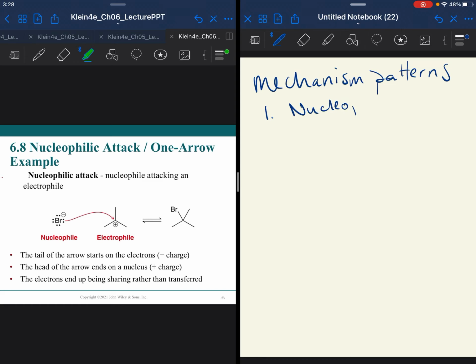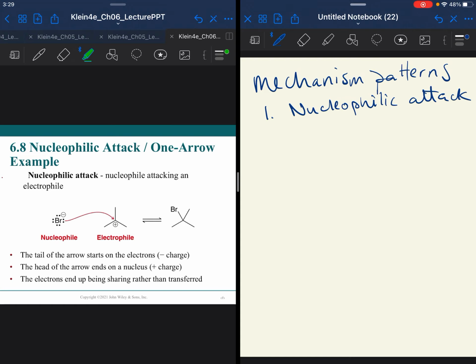All right, so number 1, we have nucleophilic attack. Right? A nucleophile is attacking an electrophile. We're forming a new bond. So this can look a couple of different ways. As we talked about just moments ago, nucleophiles can be different, right? They can have full charges. They can just have lone pairs and be highly electron dense. They can be double bonds. They can be triple bonds.